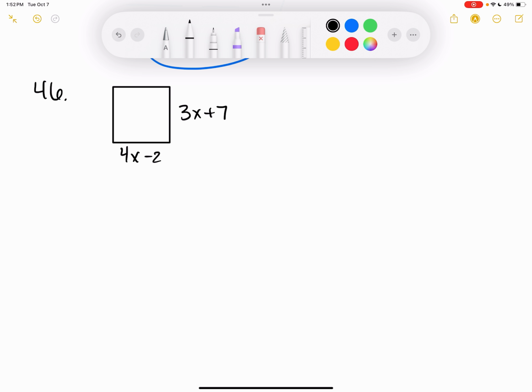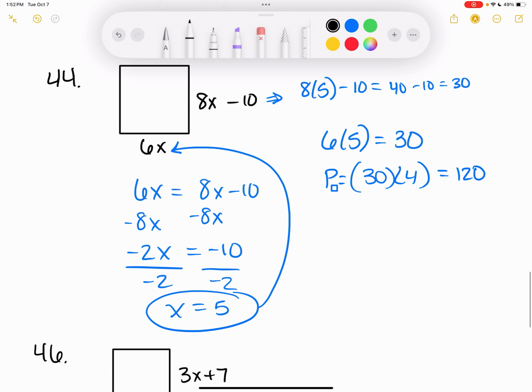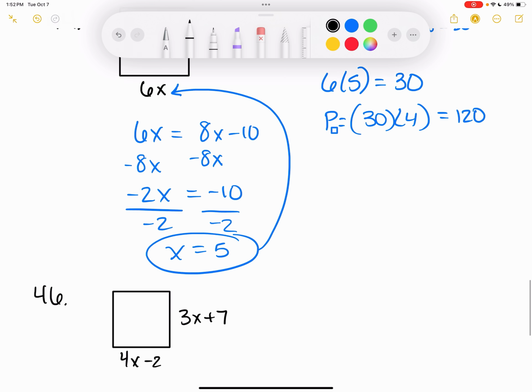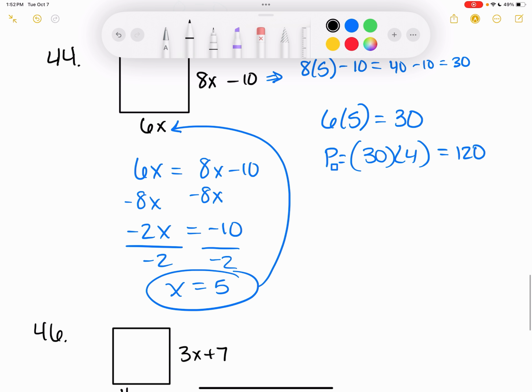On 44, where did the 4 come from? Because the perimeter has 4 sides. The perimeter of a square is 4 times the side length.